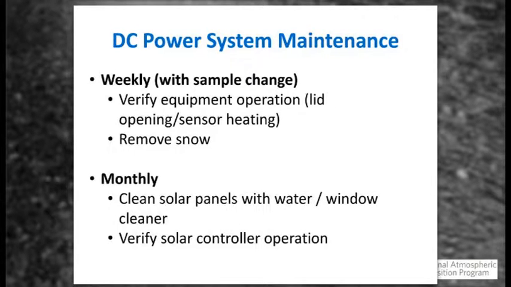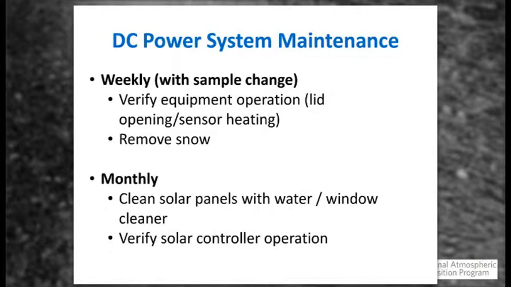Next slide, please. Weekly with the sample change, obviously the best check is the equipment operating. Note the collector: is it opening with good speed, or is it kind of grinding along a little slow, indicating that the battery voltage might be a little low? Is the sensor heating, particularly in winter? Is it warm when you're in cold weather? Does the sensor feel warm to the touch, such that it would melt snow? Can you put a little bit of snow on it and see it melt?